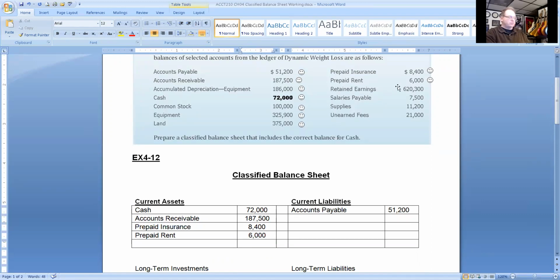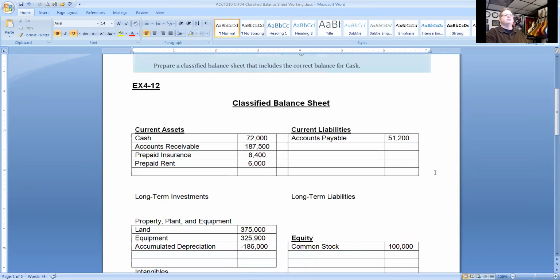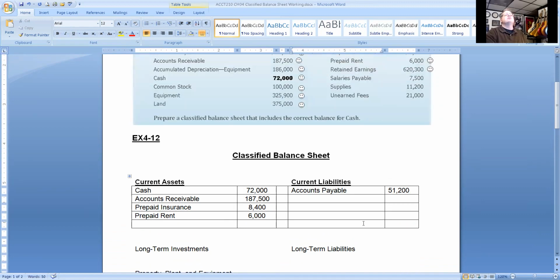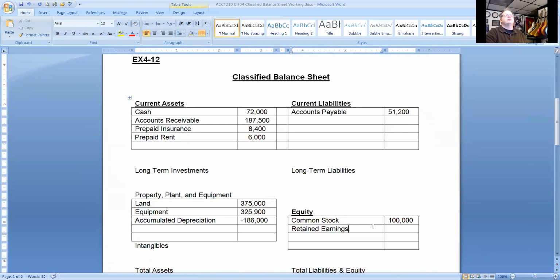Retained earnings, where does that go? We just did a problem with that. Where does that go on the balance sheet? Equity? Yep. So retained earnings, and that was 620,300.